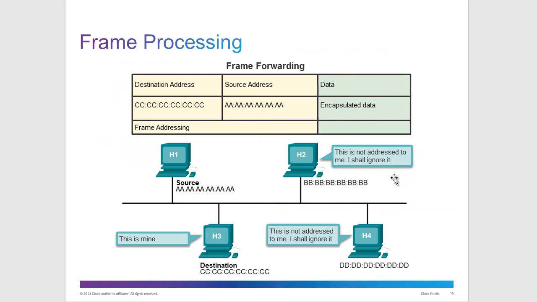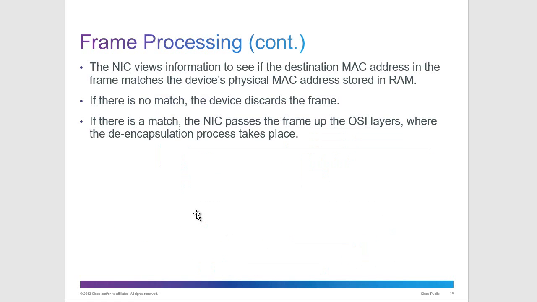Just have an example of frame forwarding here. If you're basically broadcasting the frame, you send it out on the network. Everyone the frame is not addressed to will discard it. The person that it is addressed to will claim it as their own. So it's addressed to CCC. The station with the C MAC address claims it.